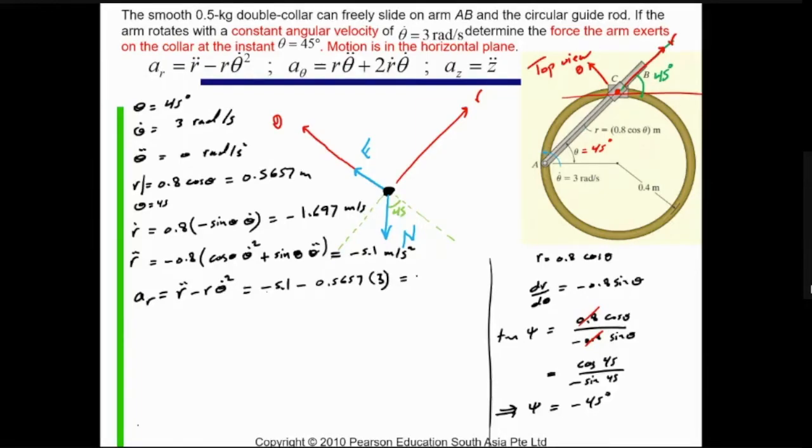Okay, do we have a confirmation? Okay, negative 10.2. We have A theta equals R theta double dot plus 2R dot theta dot, which equals R, which is 0.5657 multiplied by theta double dot, which is 0. So the whole thing here goes away, plus 2R dot, which is negative 1.697, times theta dot, which is 3.